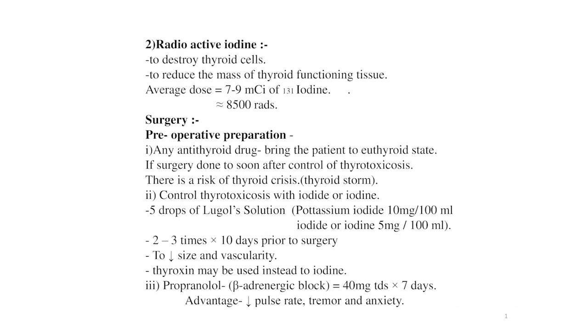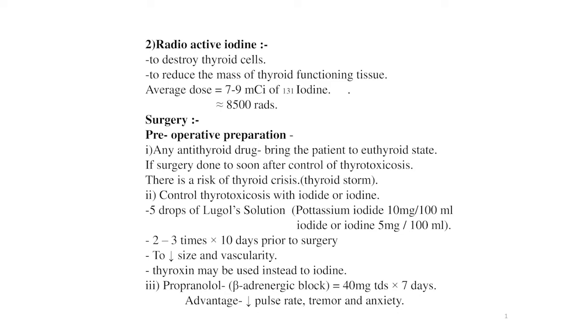The second line of treatment is radioactive iodine, to destroy the thyroid cells and reduce the mass of functioning thyroid tissue. The average dose is 7 to 9 mCi of iodine-131, approximately 8,500 rads. Now, surgery and preoperative preparation. Antithyroid drugs bring the patient to a euthyroid state. If surgery is done too soon after control of thyrotoxicosis, there is a risk of thyroid crisis, that is, thyroid storm.